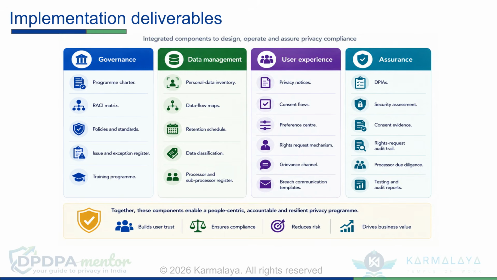The organization should avoid producing documents that are disconnected from operations. For example, a retention policy should be linked to system configuration and deletion workflows. A rights procedure should be linked to service tickets, system owners, and processor contracts.